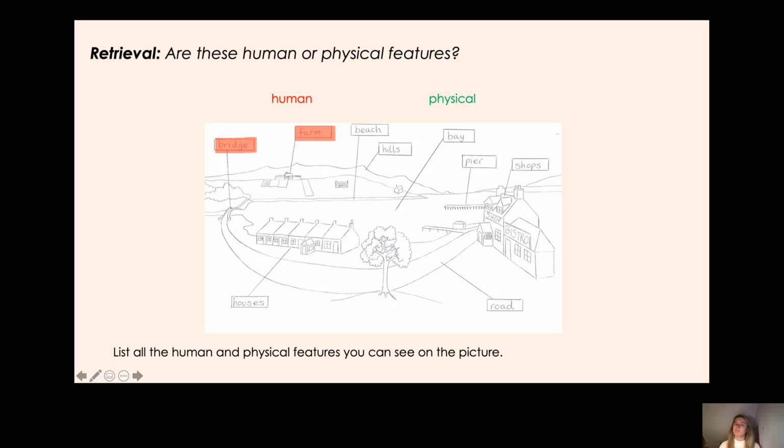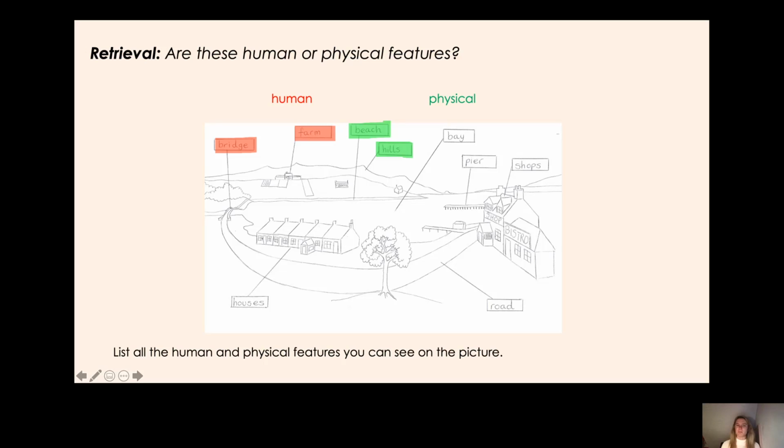OK, what about a beach? Is a beach built by humans or is it natural? Ah, yes, it's natural, isn't it? So therefore, it is a physical feature. OK, what about hills? Well, are hills built by humans or are they natural? Well, they're definitely natural, aren't they? A human doesn't have to build a hill, do they? So, therefore, hills are a physical feature.